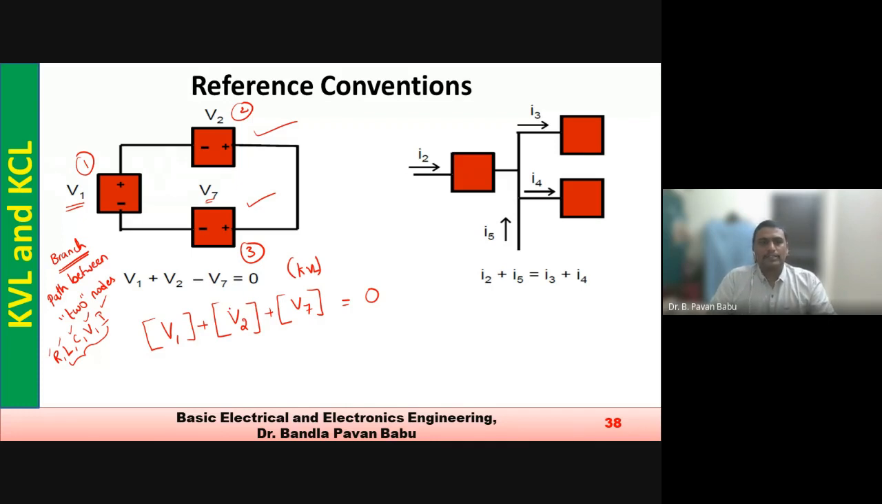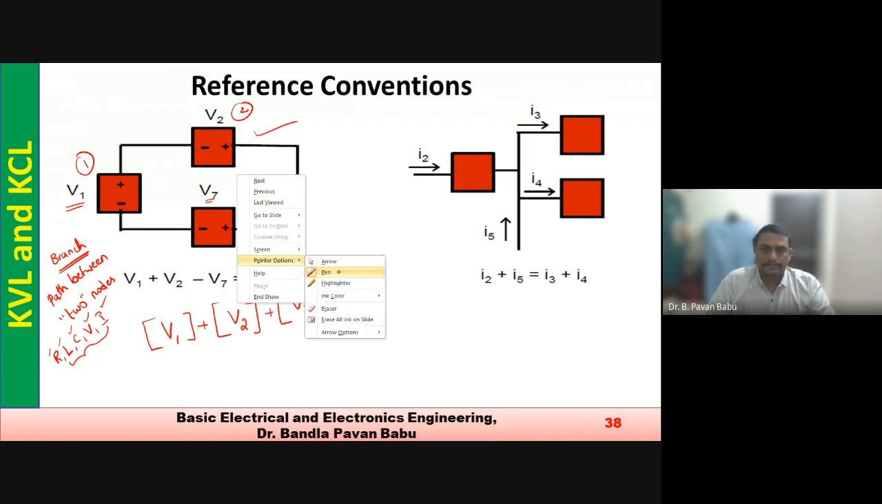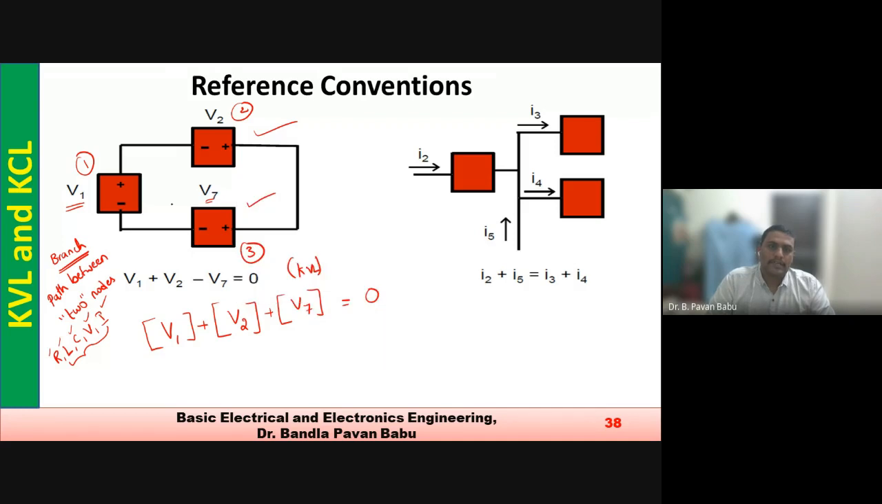Another thing we have to be careful about is the sign conventions, or the polarities. Suppose you take this direction, let me change the color. Suppose I have considered this direction, and it is not mandatory that we consider only this direction. You may consider the opposite as well. Anything is possible.